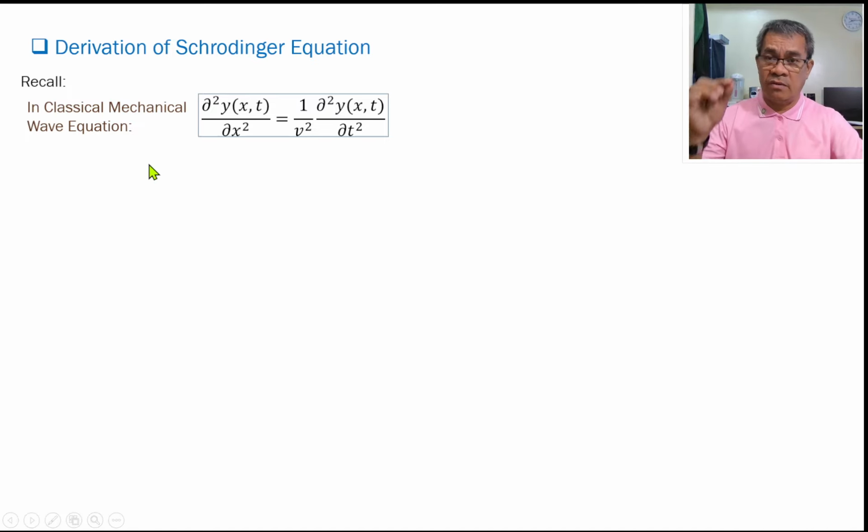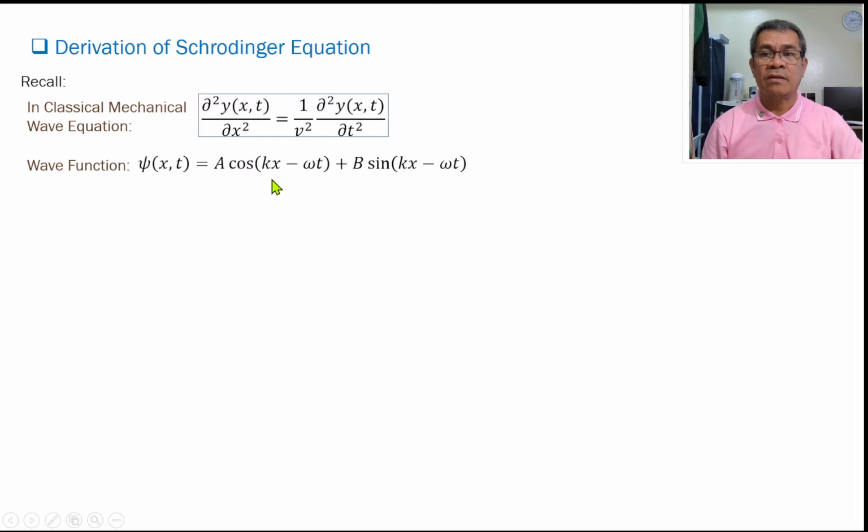Okay? So therefore, any function that satisfies the wave equation is called a wave function of the mechanical wave equation. A function that does not satisfy the wave equation cannot be called a wave function. Okay? So for example, by the way, change this to y now. In classical mechanics, we use y. In quantum mechanics, we use psi. So this is a typographical error. So let this be equal to y. So we have this wave function as a superposition of two waves, cosine and sine. So this is a wave.